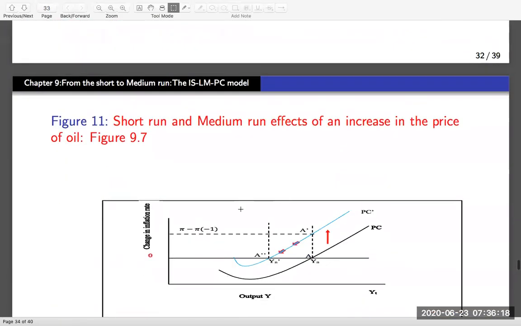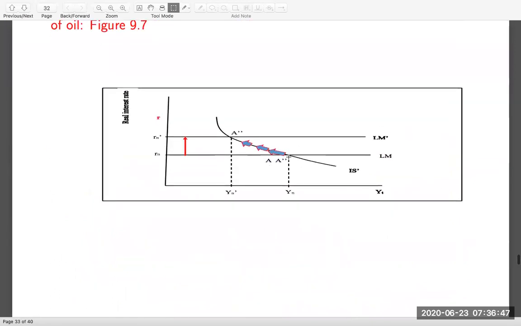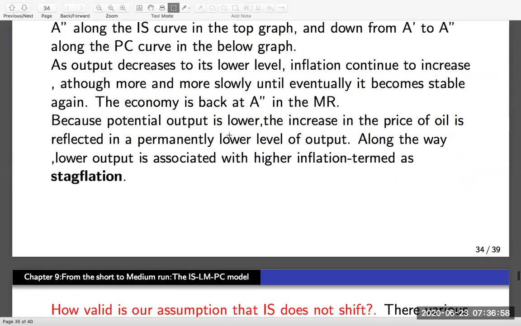Okay, now we have the graphs. Then if the central bank were to leave the policy rate unchanged, output exceeds the now lower level of potential output, and inflation will keep increasing. At some point, the central bank will increase the policy rate to stabilize inflation. As it does so, the economy moves up from A' to A'' along the IS curve in the top graph, right? It should be moving from here to there. So that's what you need to remember.